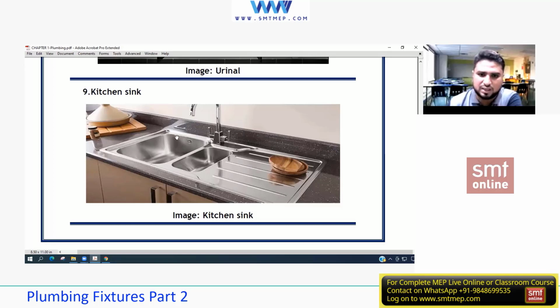Here this is stainless steel, 316. And this is how a kitchen sink looks, installed on the kitchen platform in the kitchen area. This demands, again, you can see two knobs, right and left.